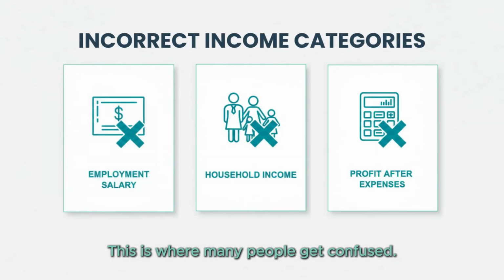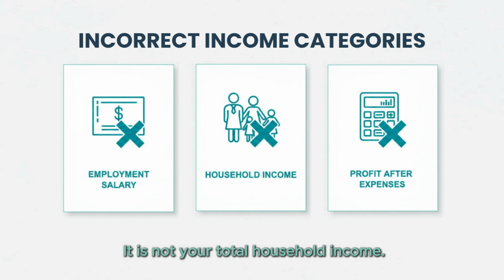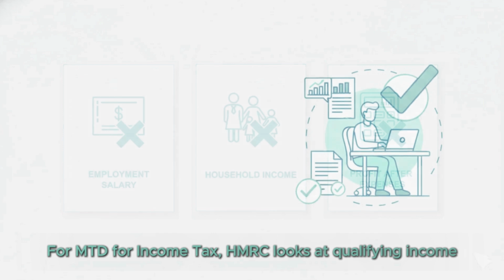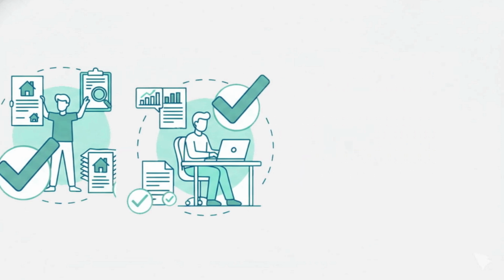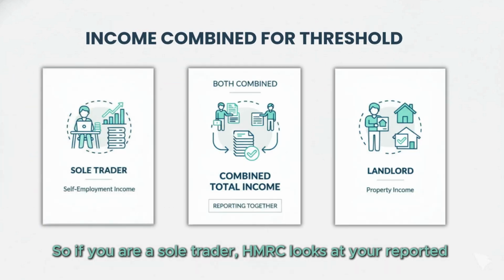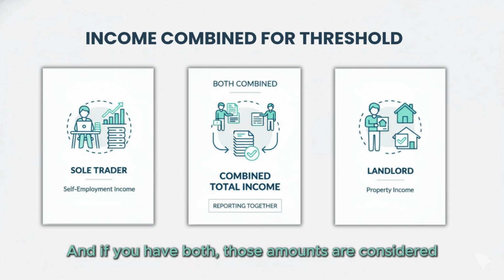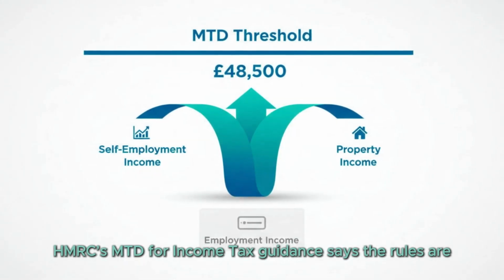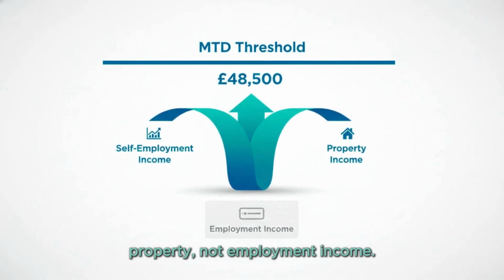This is where many people get confused. Qualifying income is not your salary from employment. It is not your total household income. And it is not only your profit after expenses. For MTD for income tax, HMRC looks at qualifying income from self-employment and property. So if you are a sole trader, HMRC looks at your reported self-employed income. If you are a landlord, HMRC looks at your property income. And if you have both, those amounts are considered together, gross income before expenses. HMRC's MTD for income tax guidance says the rules are based on qualifying income from self-employment and property, not employment income.